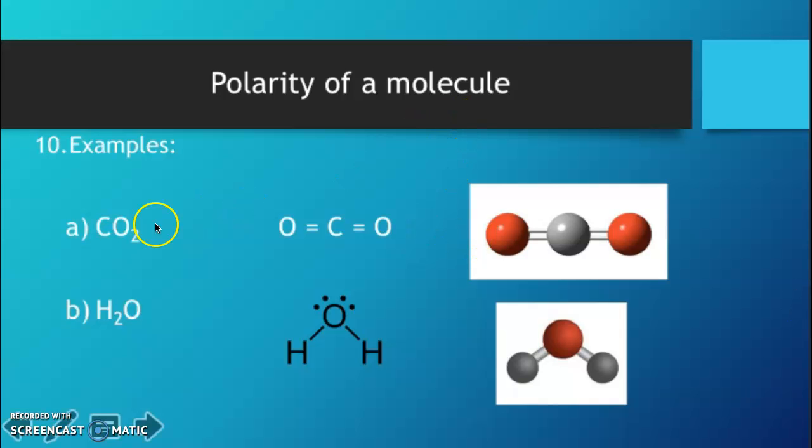A, we have CO2. CO2 has a center atom of carbon, so we figure out what shape it is first. It has 1, 2 sets of bonded. There's no dots, so 0 unbonded. So 2 sets of bonded, 0 unbonded make this linear in shape. Linear. Now we know that this is a linear molecule.